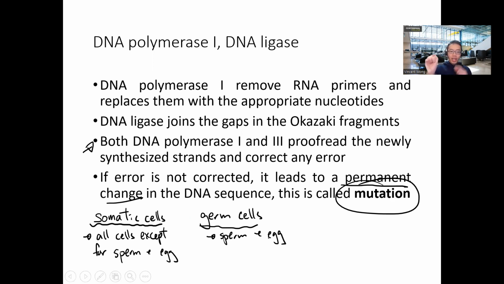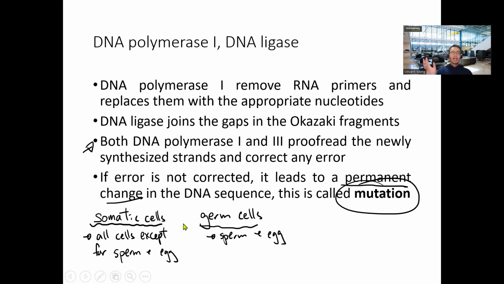So if you have a mutation in the somatic cell, it will only affect you. You will not pass it on to the next generation. But if a mutation occurs in the germ cell, in the sperm or egg, and it turns out that egg and sperm get fertilized and create the embryo, then it will affect future generations, right? So mutations in somatic cells will only affect you as an individual, but germ cells possibly can pass on to the next generation.